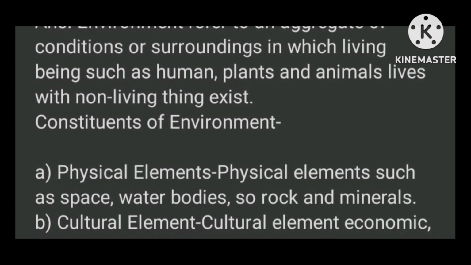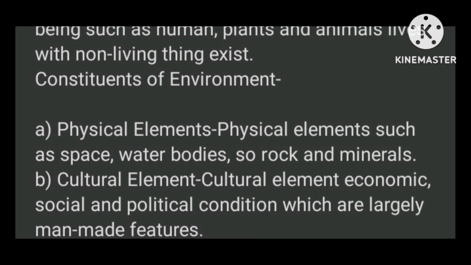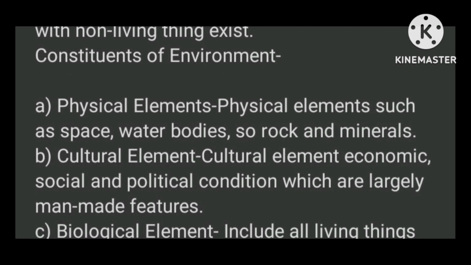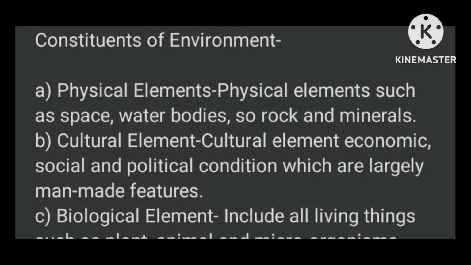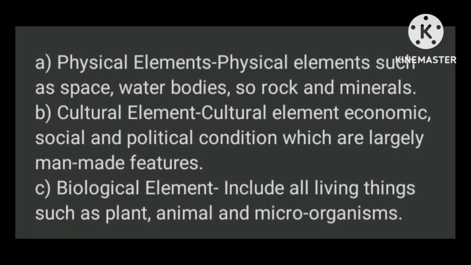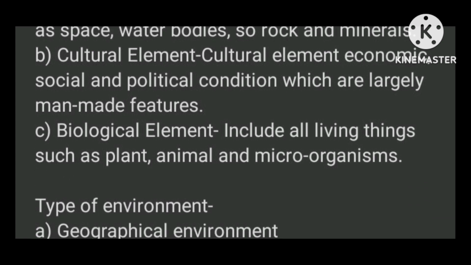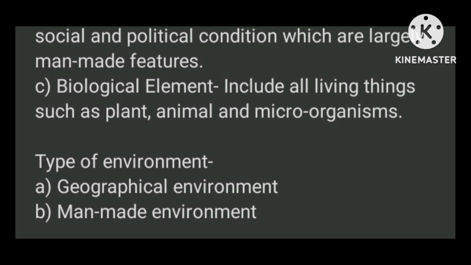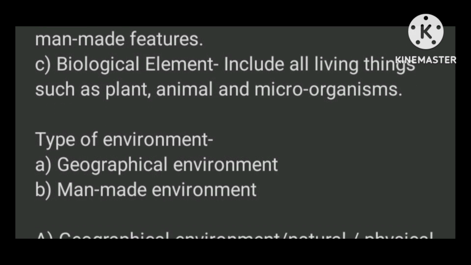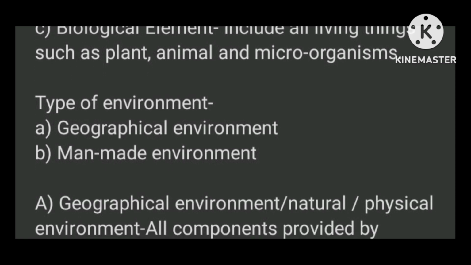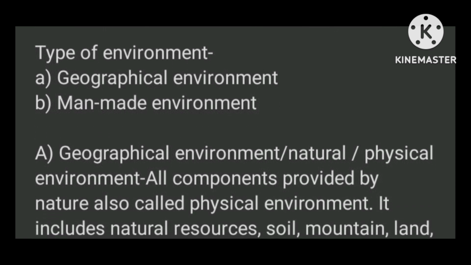Constituents of environment are A. Physical elements such as space, water bodies, rock and minerals. B. Cultural elements: economic, social and political conditions, which are largely man-made features. C. Biological elements include all living things such as plants, animals and microorganisms. Types of environment: A. Geographical environment.